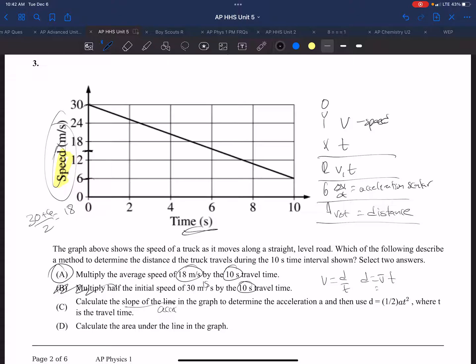Calculate the slope of the line, well, that's the acceleration, and then use d equals 1/2 at squared. Well, d equals 1/2 at squared is a valid formula, but in its full form, it's 1/2 at squared plus v0t. We have to take into account the initial velocity, and the initial velocity is not taken into account if we use that equation, so this cannot be correct. And then, of course, we look at choice D, calculate the area, which is the first one we were looking for.